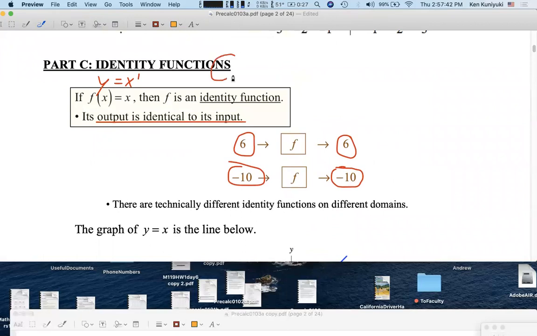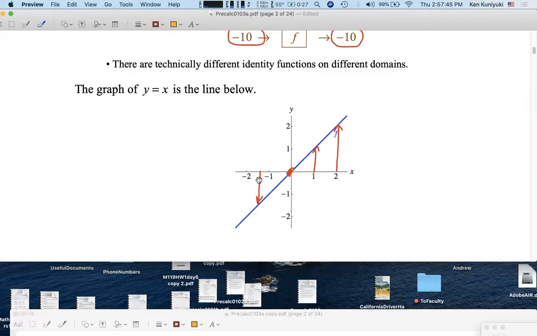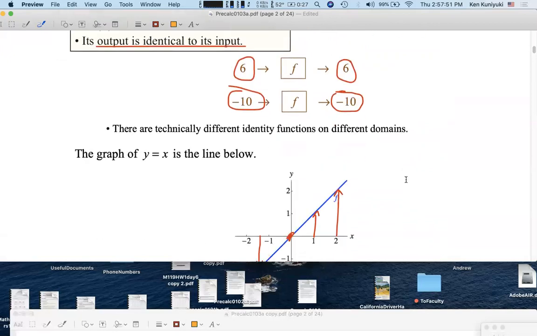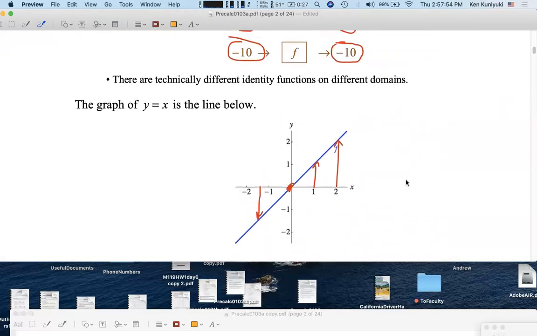Why do I use the plural? Because technically, the domain could be restricted. It doesn't have to be all real numbers. But we're going to assume for now that the domain is R, all real numbers. Another lazy function.